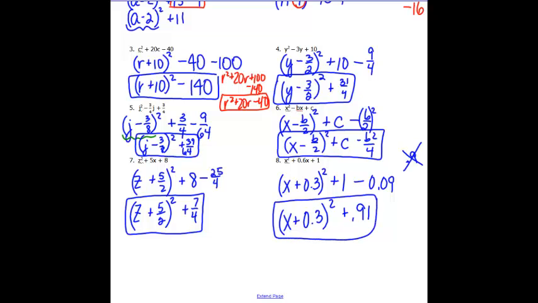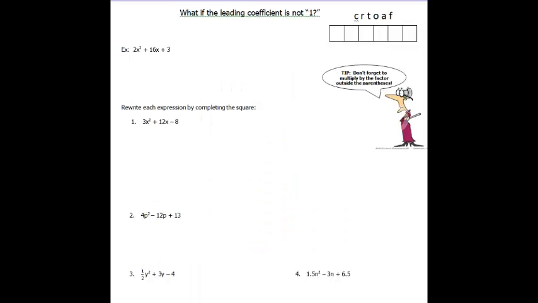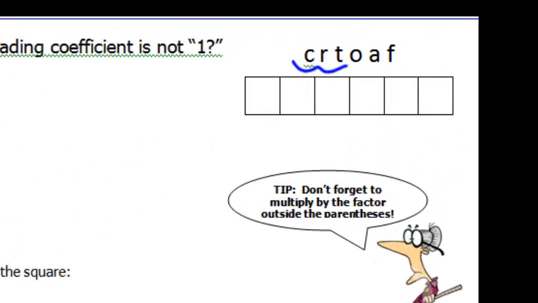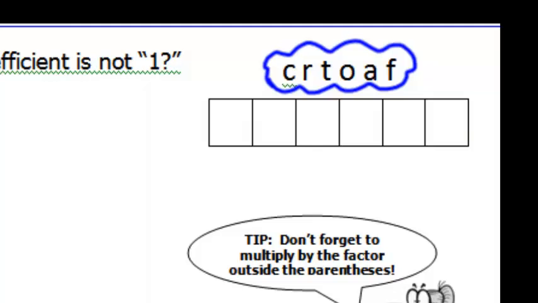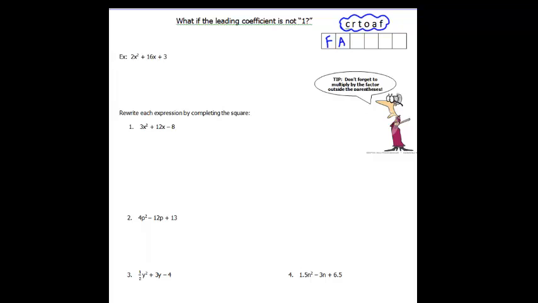Final answer. Now, believe it or not, it gets even more complicated. What if the leading coefficient is not 1? Well, your favorite and mine. Can you unscramble this to a mathematical word? Why don't you pause here and see if you can figure out what mathematical word that is. The word is factor.